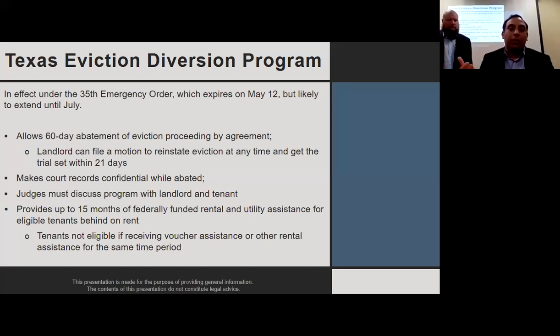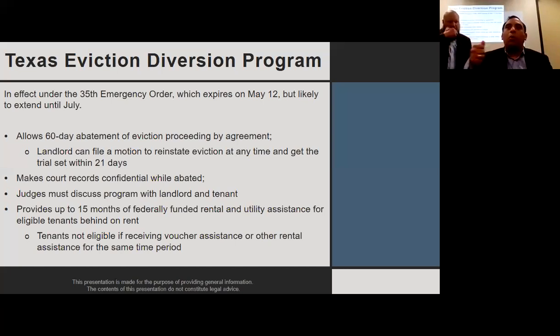One of the issues with the Texas Eviction Diversion Program is that you have to have both the landlord and the tenant agree to do this. Now, the Justice of the Peace that I spoke to said that's one of the big reasons why they're not going forward with evictions, because you have this program and you have other programs that are available.